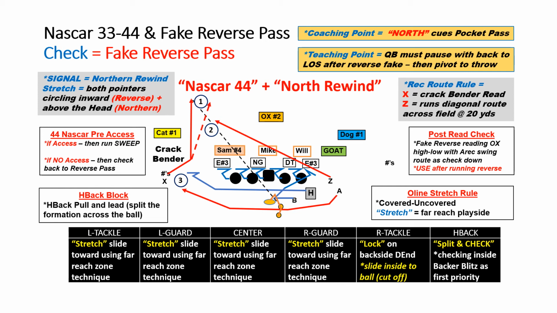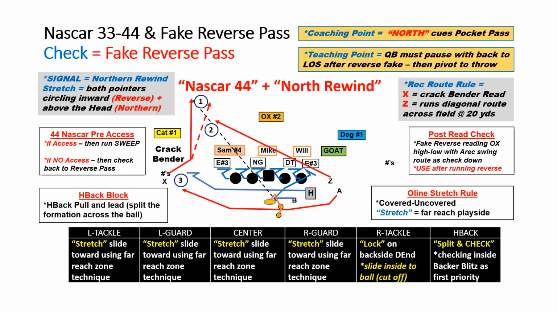X receiver will now do a crack bender. He's going to go inside as if he's cracking the Sam for 5 steps and then take off vertically, reading that open grass. If he's got one high, he's going to go straight up the seam. If he's got 2 high, he can bend to the middle. Z still runs his diagonal at 20 yards, trying to get across the field and then coming underneath the X so we get a high-low here.